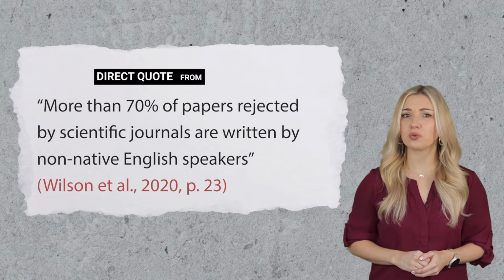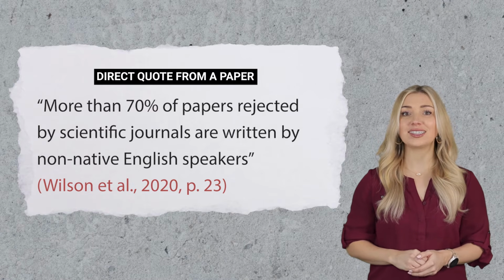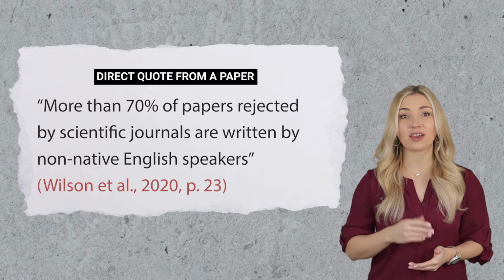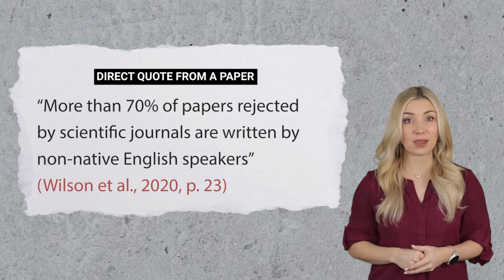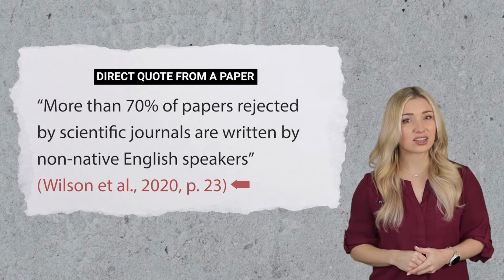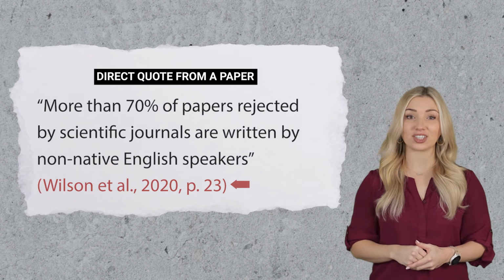If you are making a direct quote from a source, you must enclose the text in quotation marks. In this example, we have used unaltered text from a paper. So, we have enclosed the text in quotes, and while citing the source, we have included the page number.